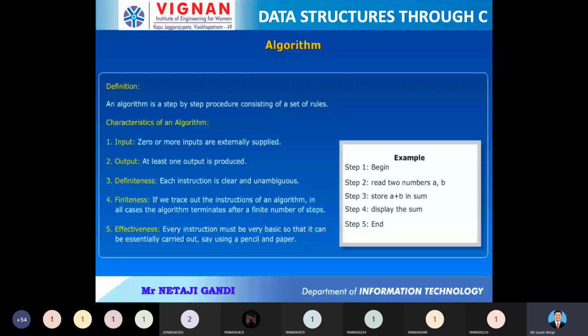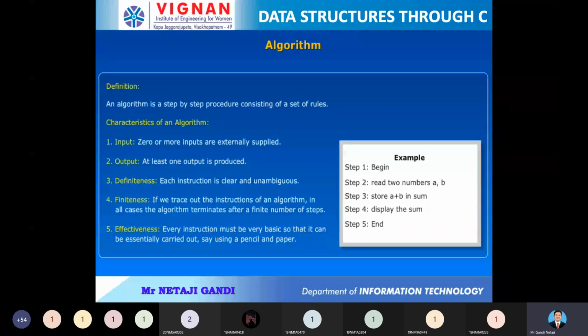Coming to a simple example: addition of two numbers. We can write begin or start of the program, and we read the two variables. What is the purpose of a variable? To store data. The data can be stored in the form of variables and identifiers. In C language, basic C you already know, so data structures through C is very easy. A variable is one type of data structure.